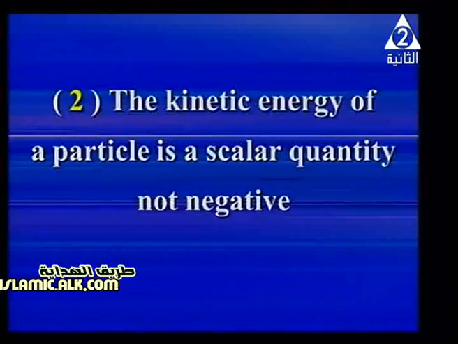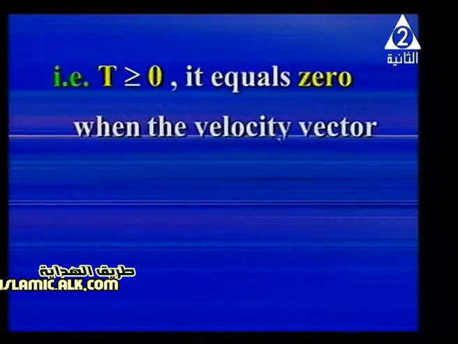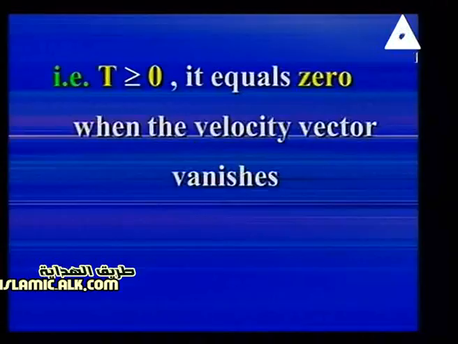Kinetic energy of a particle is a scalar quantity, not negative, must be positive or equal 0. Then T, or kinetic energy, must be more than or equal 0. Equal 0 when the velocity vector vanishes. When v equals 0, then kinetic energy equals 0.